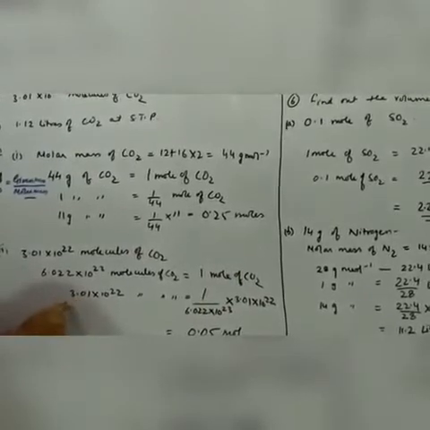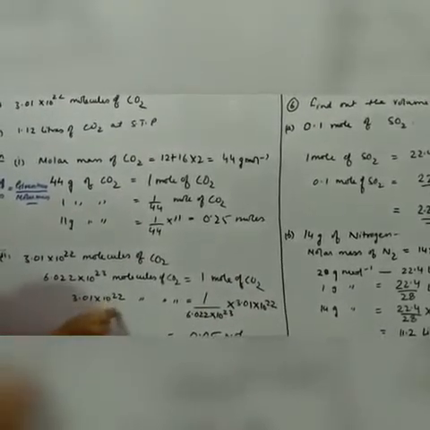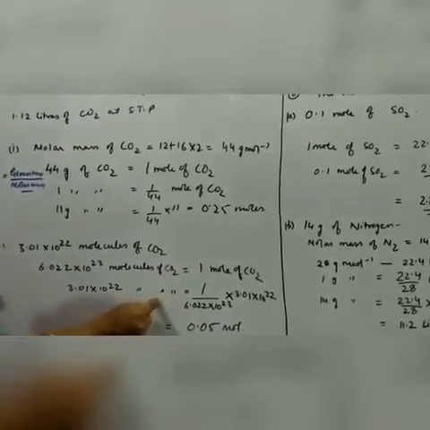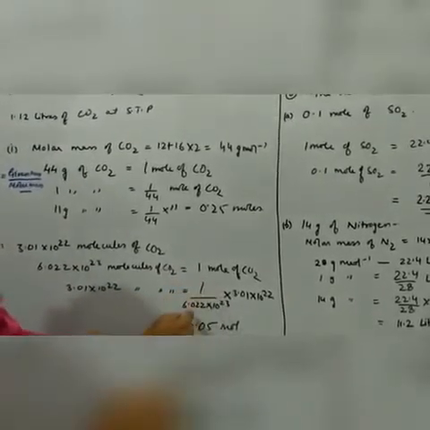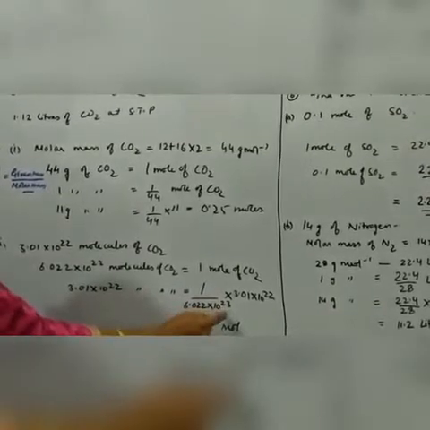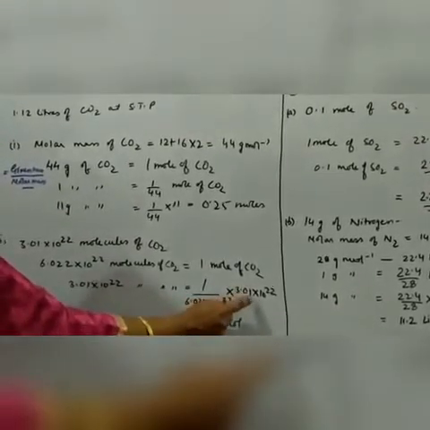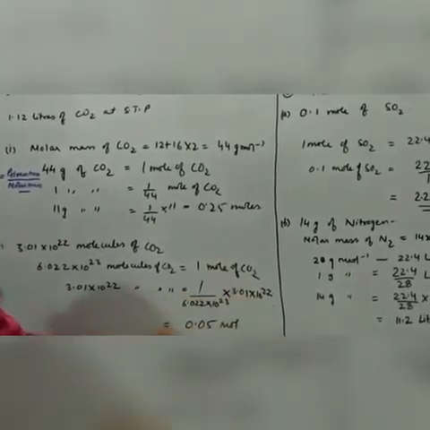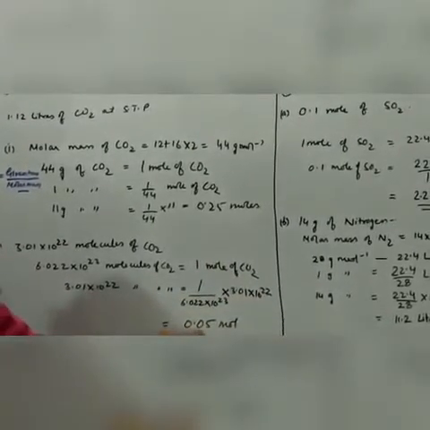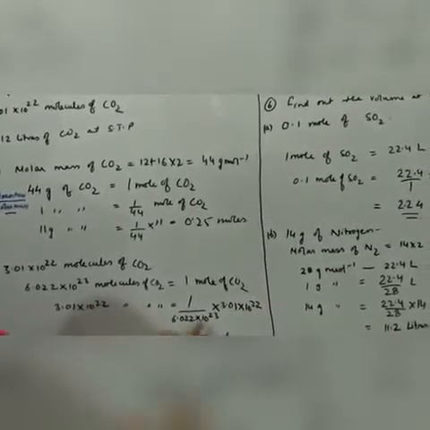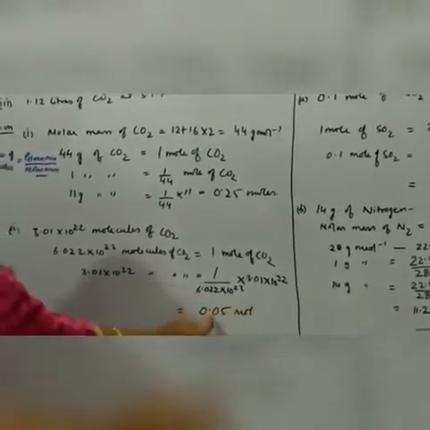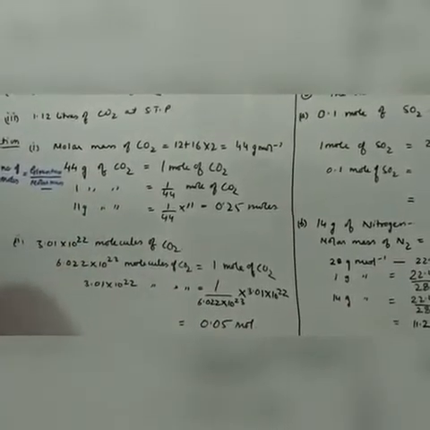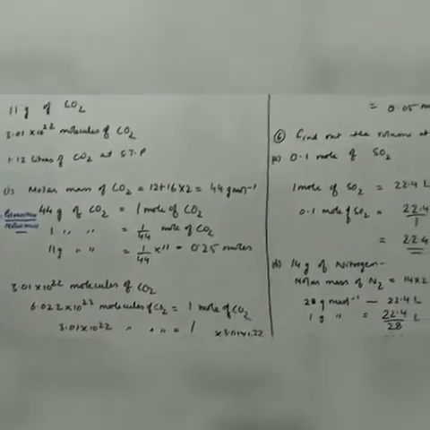Then 3.01 × 10^22 molecules will be contained in how many moles of carbon dioxide? It will be 1 upon 6.022 × 10^23 into 3.01 × 10^22. You cancel it out, divide it, and you get the answer 0.05 mole. So 0.05 mole of CO2 contains this much number of molecules. Now see the next question.